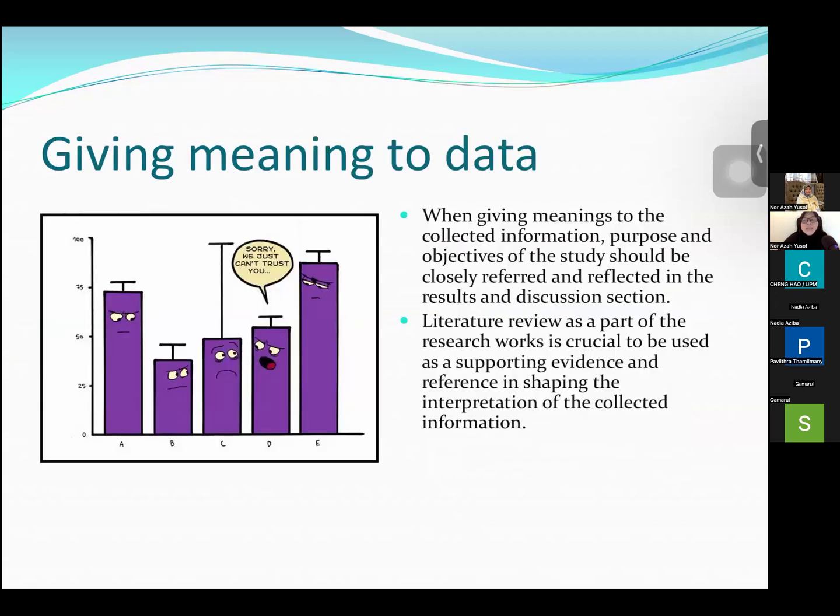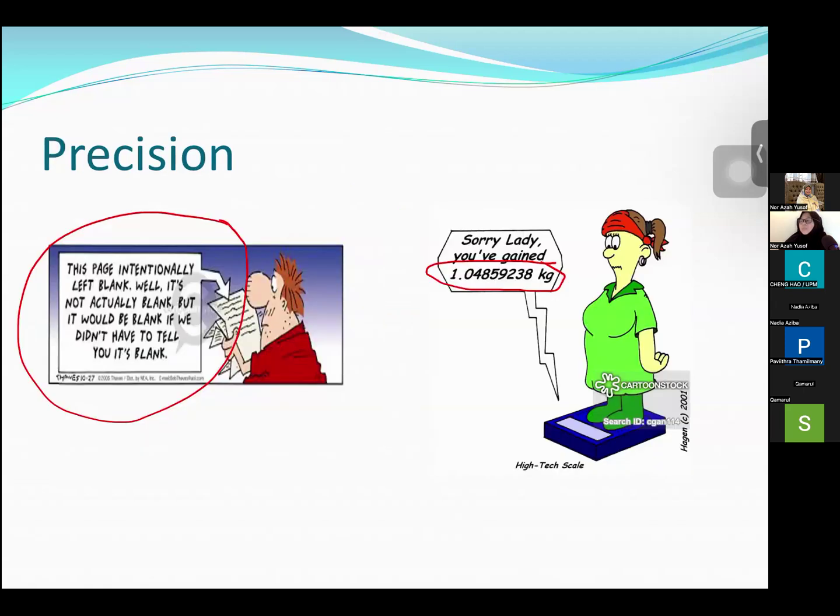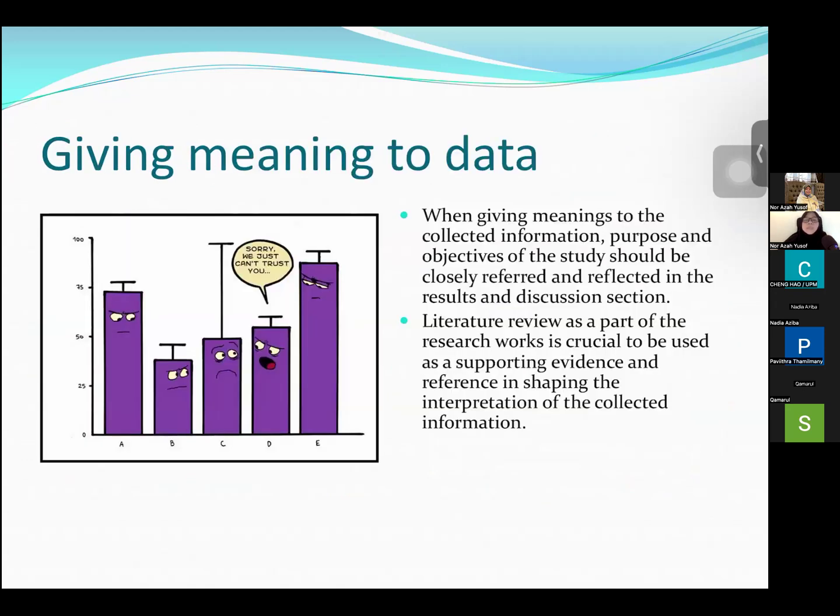So the other one is the usage of statistics is giving meaning to data. Now the other one, accuracy, precision, giving meaning to data. So whether your data is good or your data is not acceptable. For example, here in the bar chart, the standard deviation, the error is too high. So these fellows said, sorry, we just can't trust you. Your data cannot be trusted.